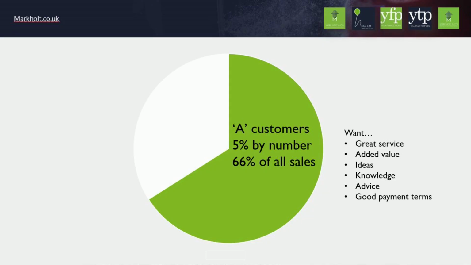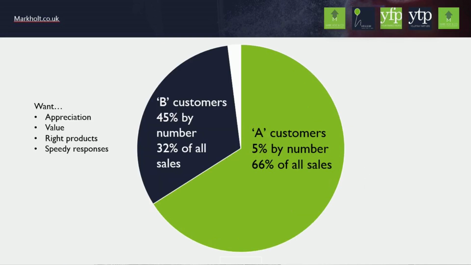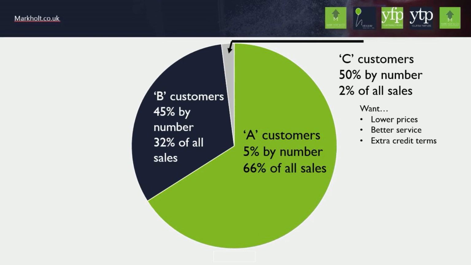In this case, the A's group was just 5% of customers by number, but accounted for 66% of total turnover. The B's were around 45% of all customers by number and only 32% of total turnover, which means the C's were almost half of all customers but reflected just 2% of turnover.